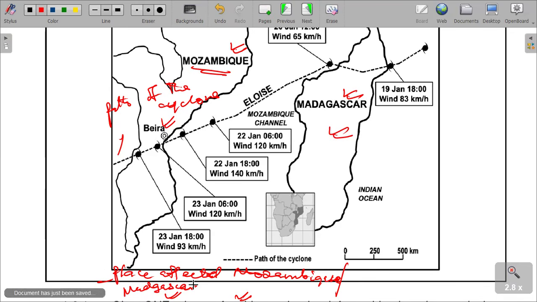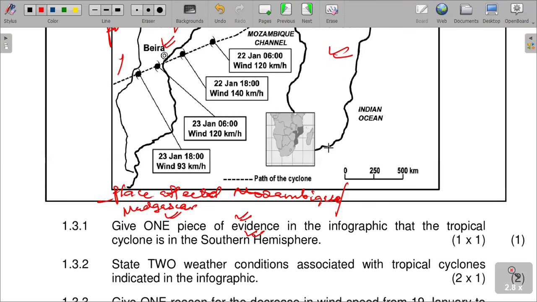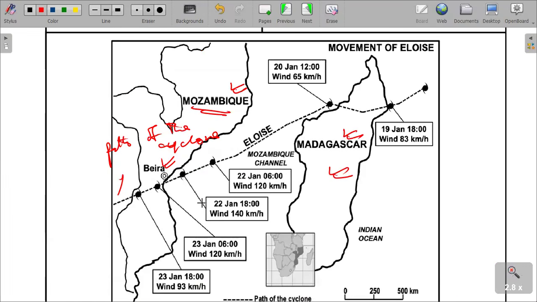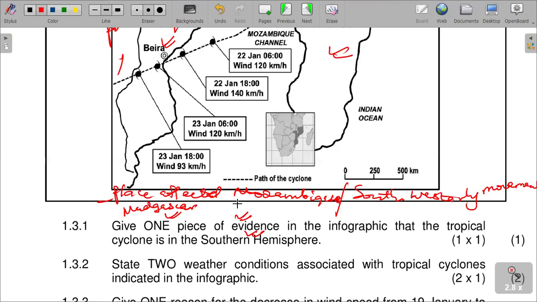We can also talk about the direction of movement, southwesterly movement. The southwesterly movement also shows that it is in the southern hemisphere. The southwesterly movement also identifies that this cyclone is in the southern hemisphere. We can also look at the clockwise circulation symbol, which is shown there. The clockwise circulation symbol is another thing there.